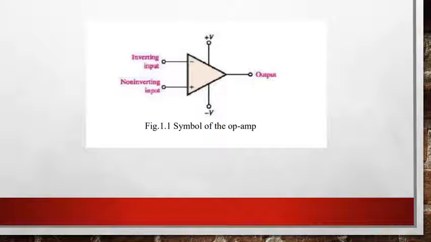The negative terminal here is known as the inverting input. So if you apply a signal to the inverting input, the output signal will be 180 degrees out of phase with it. The positive terminal is the non-inverting input. So if you apply a signal there, the output signal will be in phase with the input signal at V2.